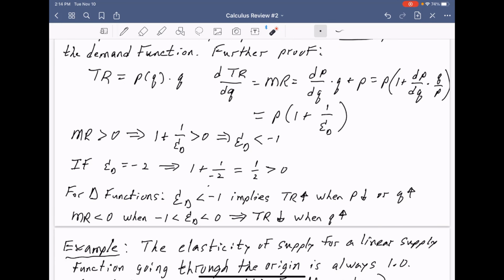For demand functions, then, an elasticity of demand less than -1 implies total revenue is going to go up when the price goes down or the quantity goes up. Marginal revenue is less than 0 when the elasticity of demand is between 0 and -1, as shown here. So total revenue will go down when Q goes up. So based on these two results, we end up that the optimal quantity will be where marginal revenue equals marginal cost.